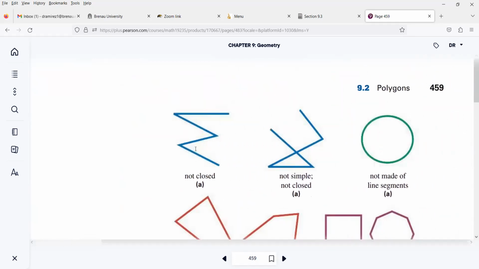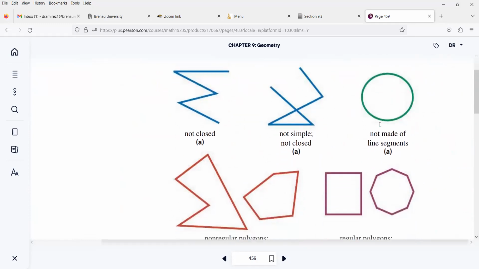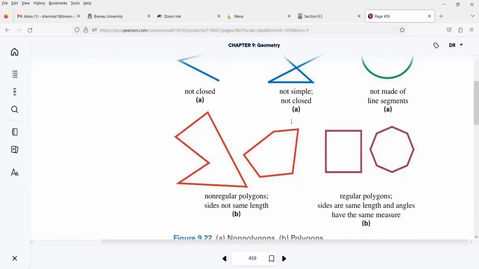Okay, the first figure, figure A1, is not closed. Figure A2 is not simple and not closed. A3, this is not a polygon because it is not made of line segments. This looks more like an ellipse. So that figure is closed, but it's not made of line segments.